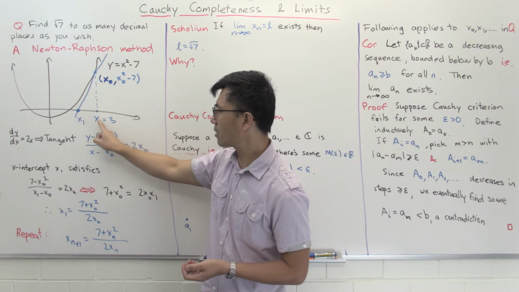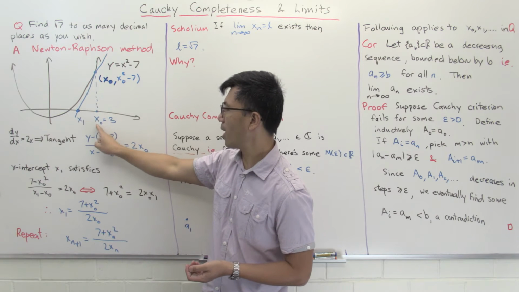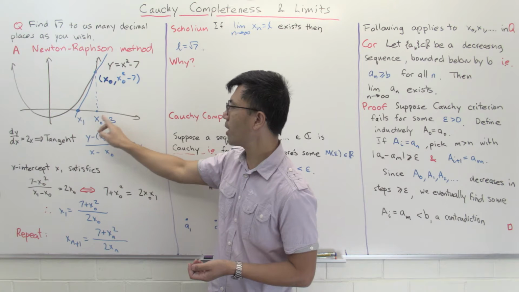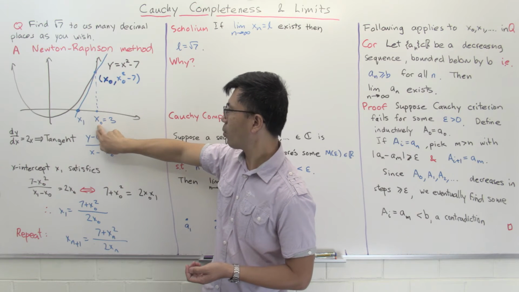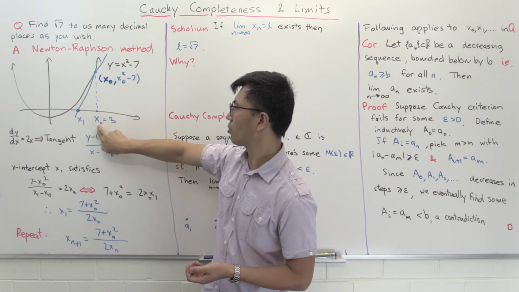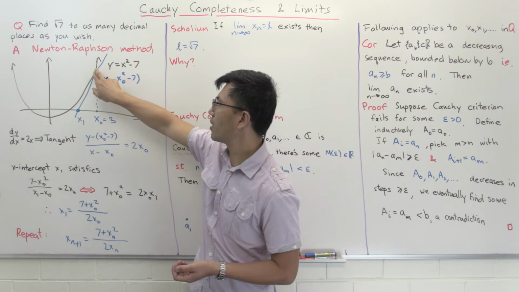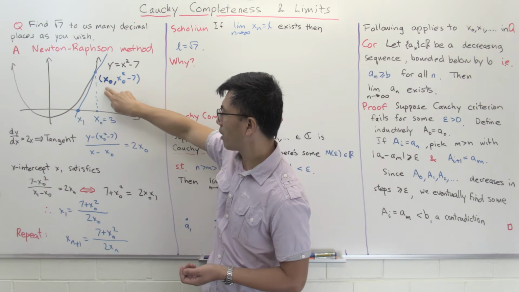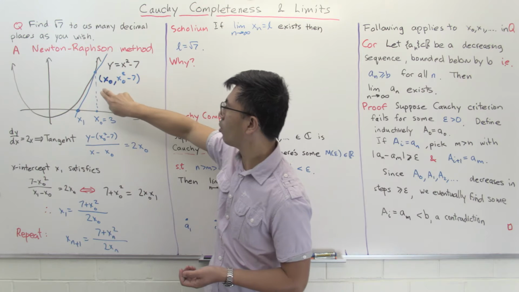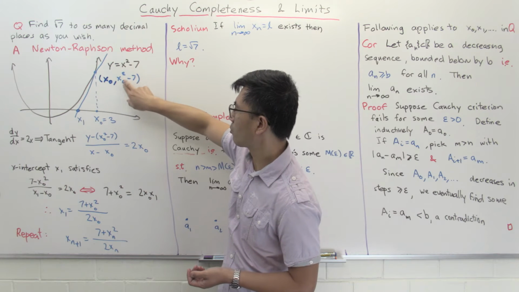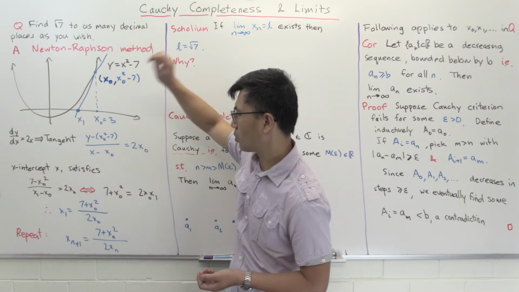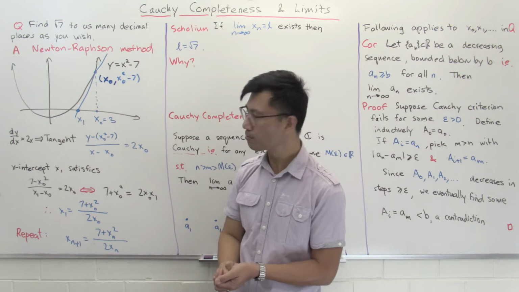So we'll take this approximate root, which we'll call x0 equal to 3, and see where it is on the graph. Let's look at the corresponding point above here. The x value will be 3, and the y value will be given by x0 squared minus 7. So that's 3 squared minus 7, or 2. So it's up here.